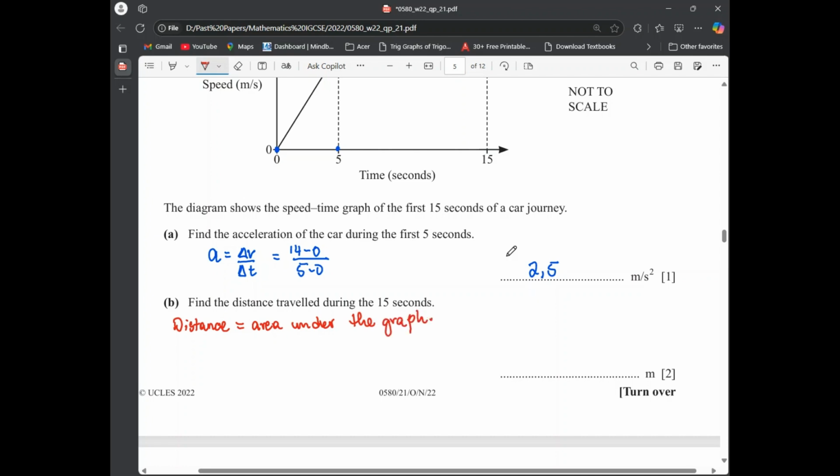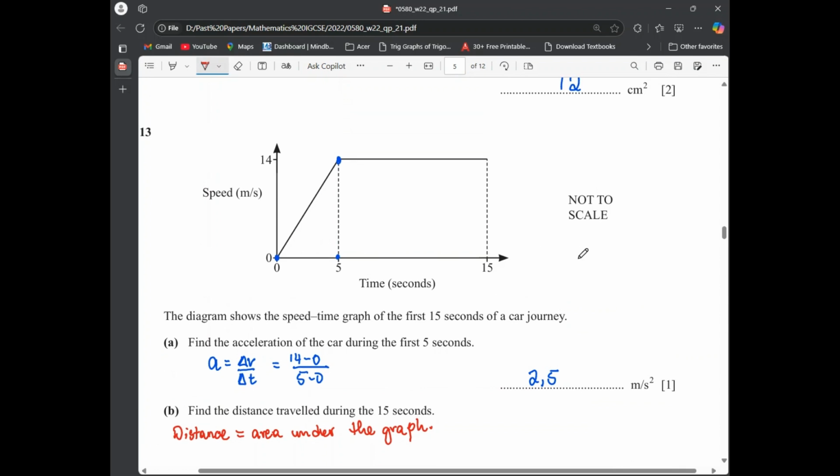Now, if we look at the shape this graph makes, we can see that it is a trapezium, or a trapezoid. The area of a trapezium, we know how to calculate that. Remember, just to remind you, the area of a trapezium is equal to half multiplied by a plus b multiplied by the perpendicular height.